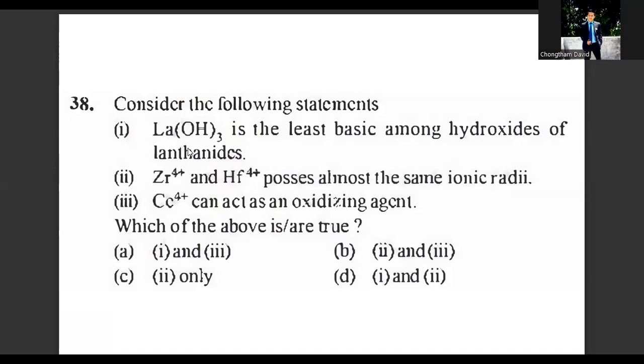38. Consider the following statements. Lanthanum hydroxide is the least basic among hydroxides of lanthanides. Zirconium and hafnium possess almost the same ionic radii. Cerium can act as an oxidizing agent. Which of the above is true?